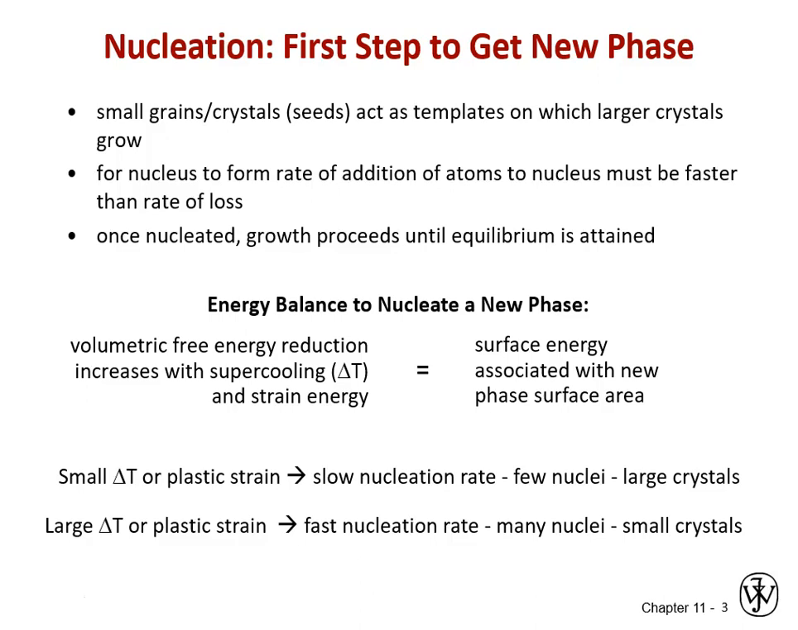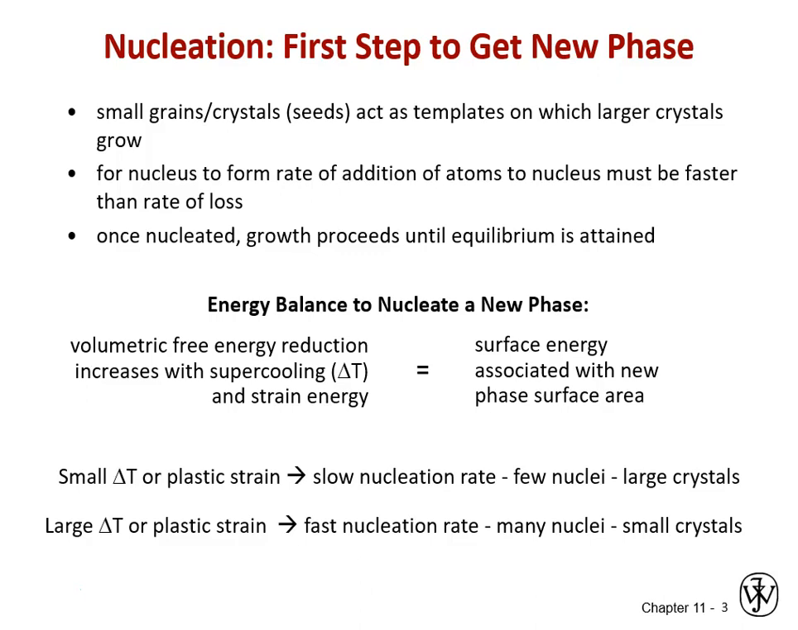And because we're trying to not form any more surface than we need to, because that's energetically expensive, we'll end up with very few nuclei, large crystals at the end, because that maximizes our volume of material changing, which is the drive for the change, while simultaneously reducing the surface area.